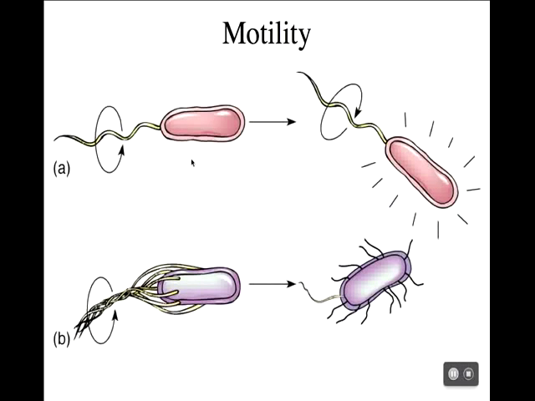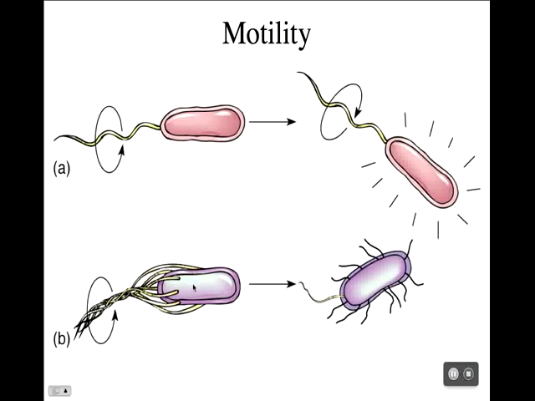Now, regardless of whether the cell has one flagellum, it's monotrichous, or lots of flagella, the flagella are all used for motility. That's the job of the flagella. And remember, the prokaryotic flagellum is rotated 360 degrees to push the cell through the media. When the flagellum is rotated counterclockwise, that pushes the cell forward through the media.